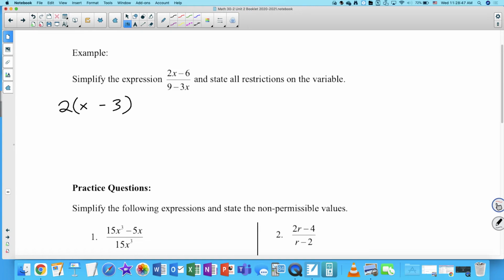Okay, and then in the denominator, I can take out a 3, and I'm left with 3 times 3 is 9. 3 times x is 3x, so minus x. Okay, so factored. That's good. What are the non-permissibles here? 3, right? Because 3 minus 3 is 0. So x cannot equal 3. Okay, are there any factors that I can cancel?